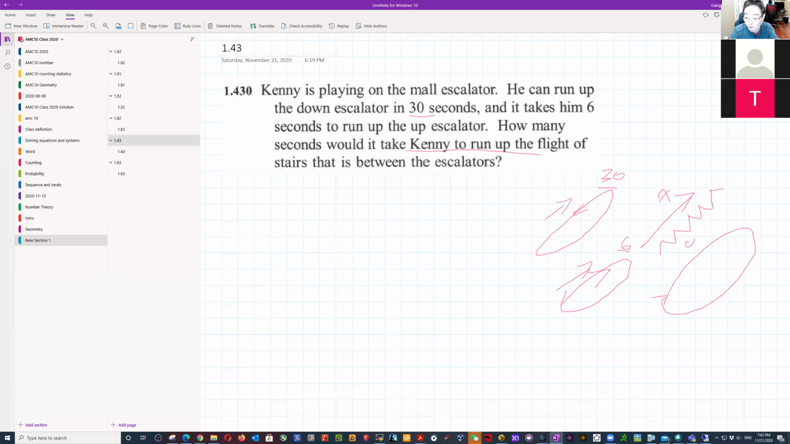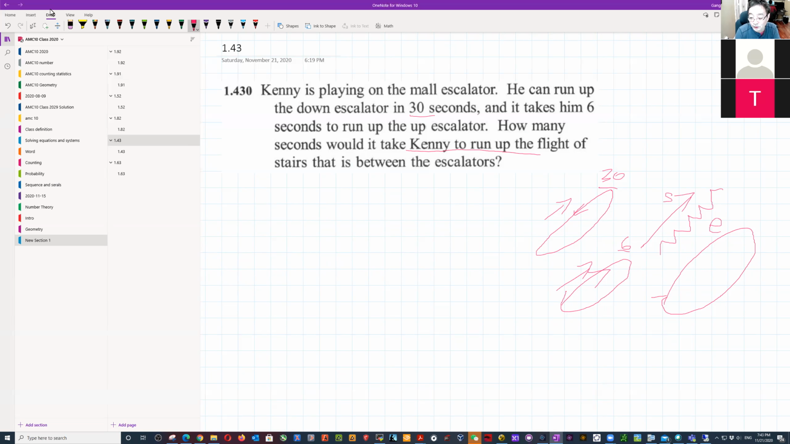So you can set that to be Y. And I think in this case, I would use a different letter, because for the escalator and the stair speed, it makes more sense to use a different letter system. So basically this is the stair speed, and this is the escalator. So how would we tackle this?